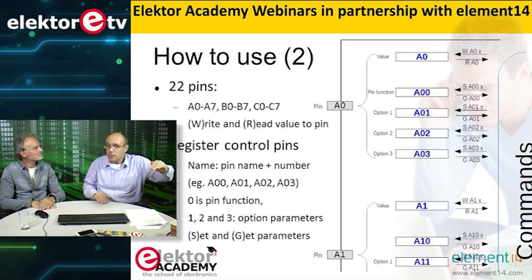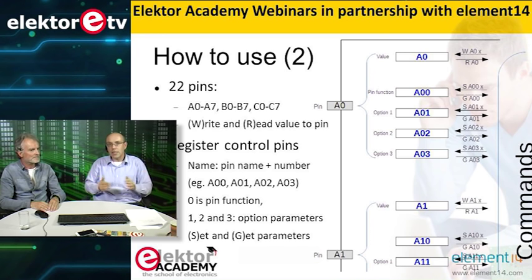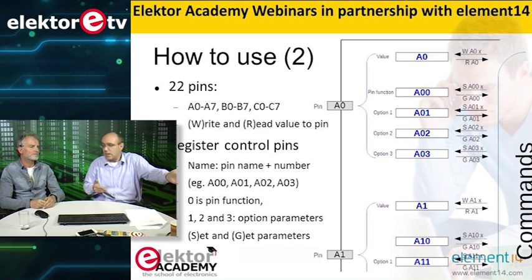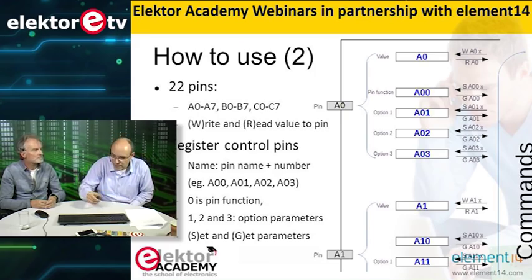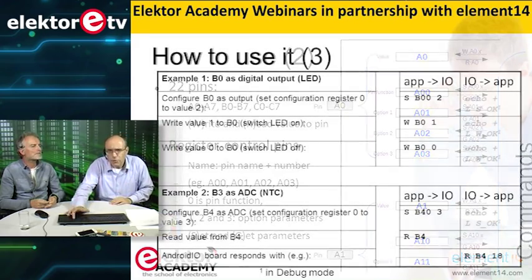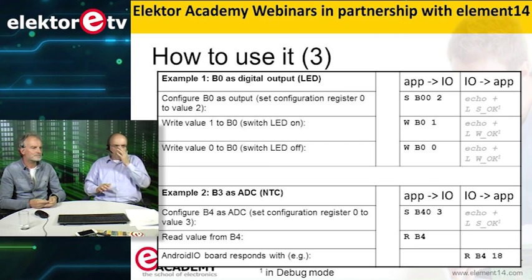In order to write to the configuration parameters, you need to use set and get commands. Also, just for clarity, I gave them different names. Of course, you could say write A00, that also would have worked, but just to make it clear, I gave them different command names, so you really see the difference between the configuration and just the normal writing. To make it clearer, I have two examples for you.